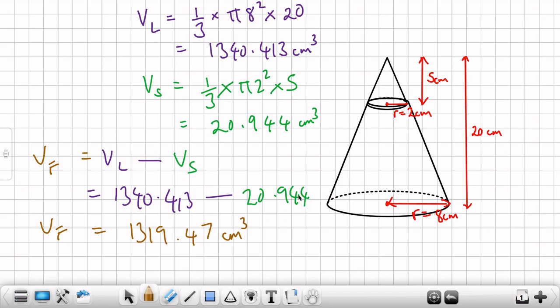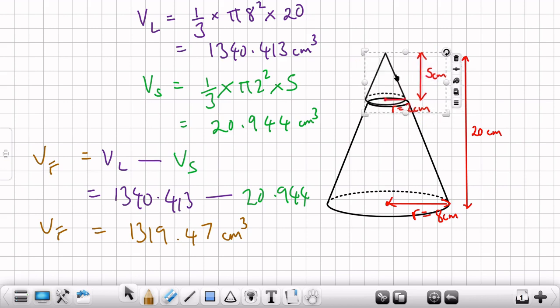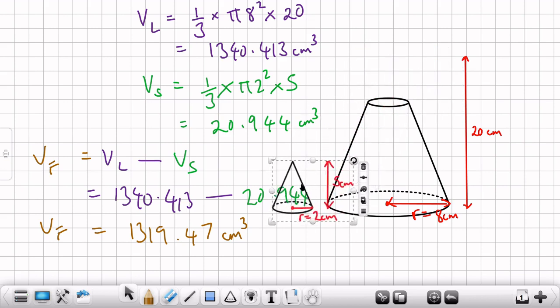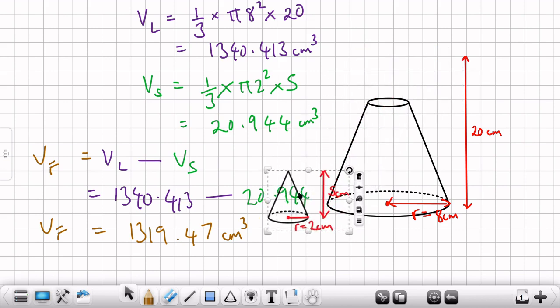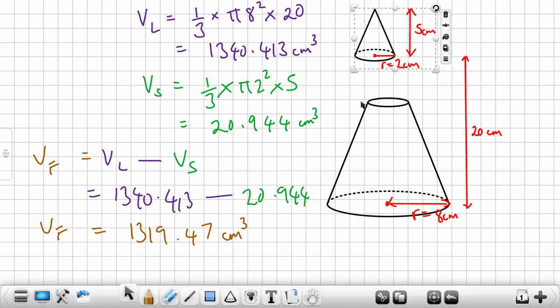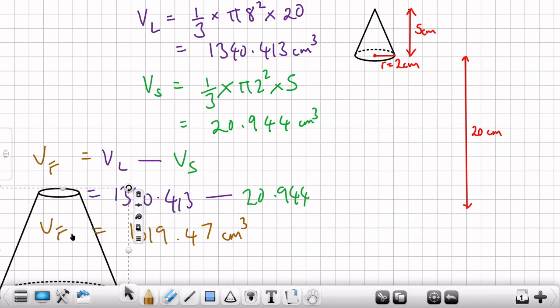So all I've done is, remember, I worked out the volume of the large cone, right, which is in purple, 1340, minus, or cut out, the volume of the small cone, right, 20.944, and then that leaves you with just the frustum, this bit here. So that's the volume of the frustum, all right?